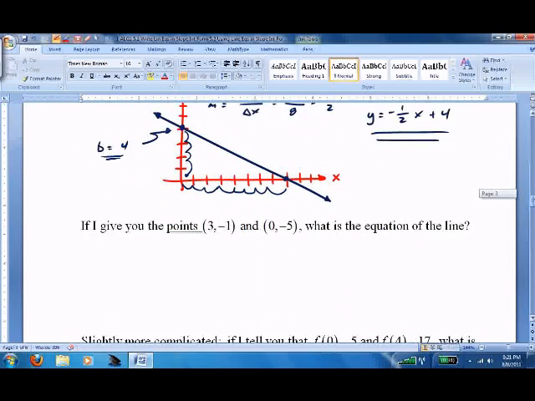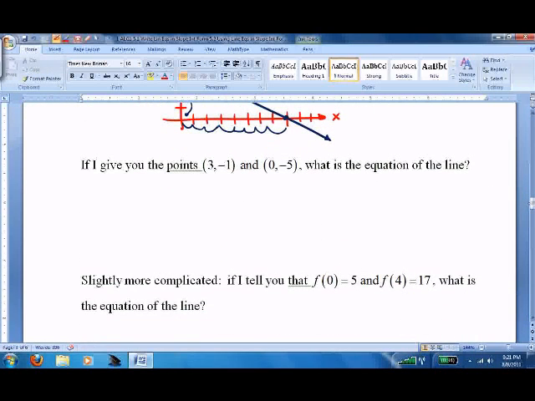Now, we move on. I give you 2 points. What's the equation of the line? I'm going to make your life pretty easy in this lesson. I'm almost always going to give you a (0, -5), which is the y-intercept. So that's the b value. b equals -5. Now we've got to find the slope, and that's a lot trickier.